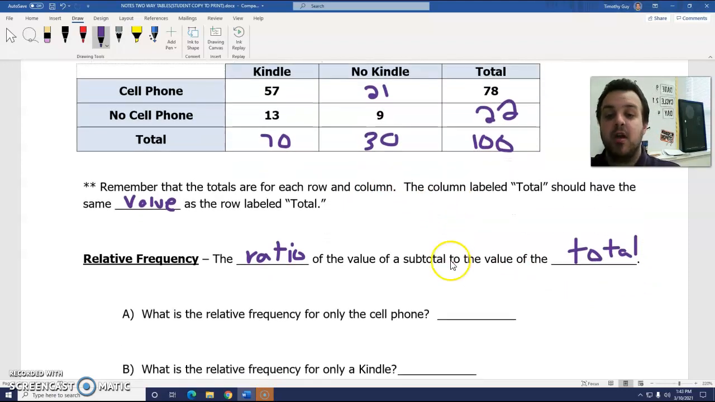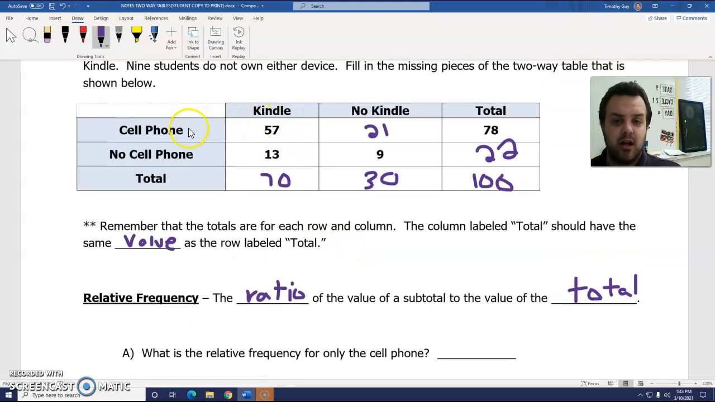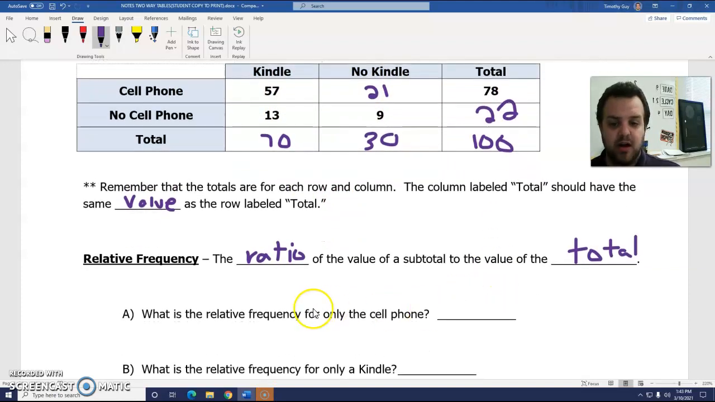So for example, what is the relative frequency of people who only own the cell phone? Well, I can look up here and say, all right, cell phone but no Kindle, that's 21 people, and we had 100 people total. Okay, so the relative frequency for only owning a cell phone was 21 out of the 100 people that are here. If we turn that into a percentage, that would be 21%.